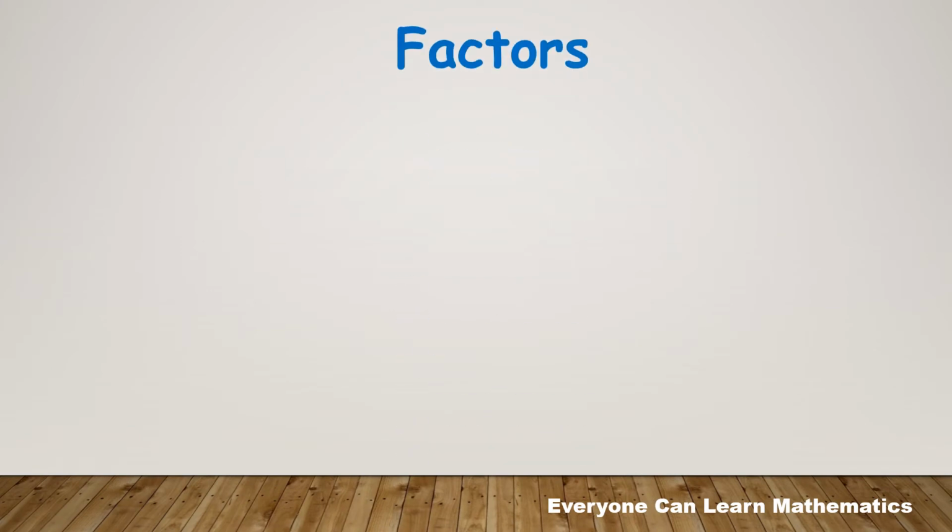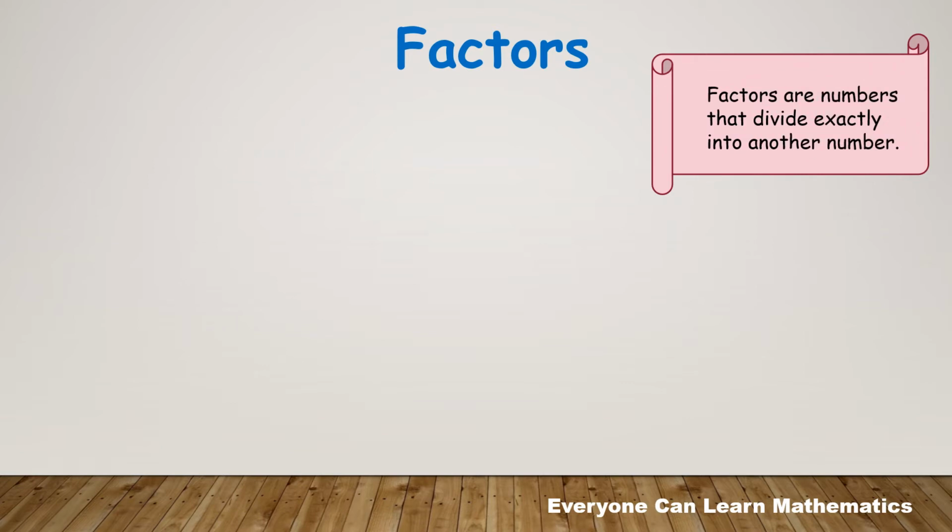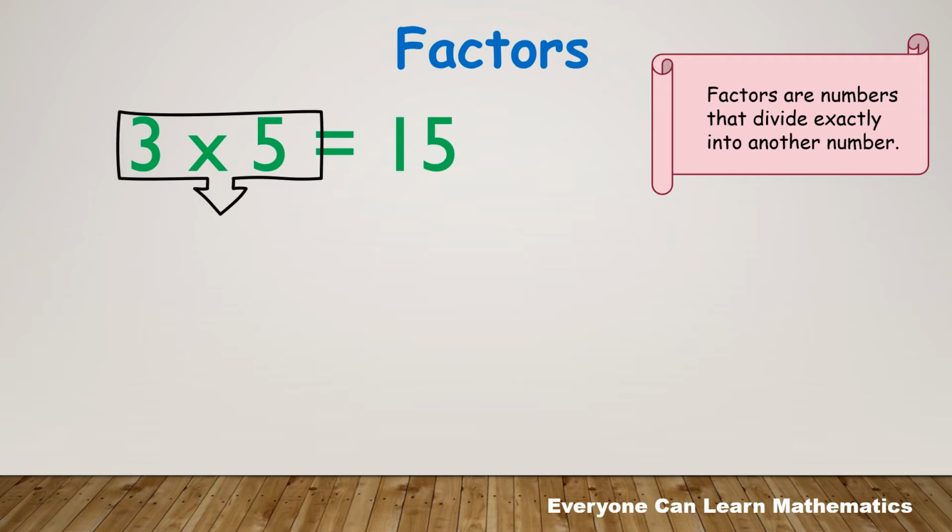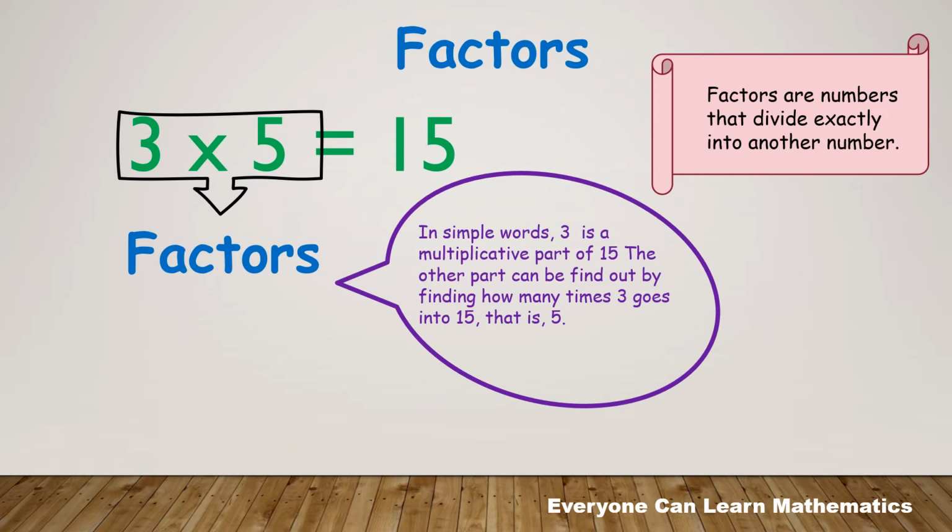Also, let's have a recap on factors of a number. Factors are numbers that divide exactly into another number. For example, 3 multiplied by 5 is equal to 15. Here, 3 and 5 are the factors of 15. In simple words, 3 is a multiplicative part of 15. The other part can be found out by finding how many times 3 goes into 15, and that is 5.